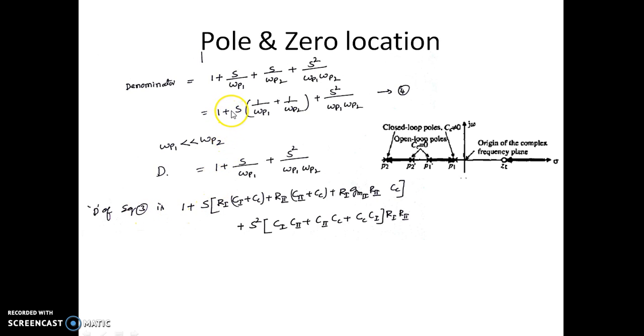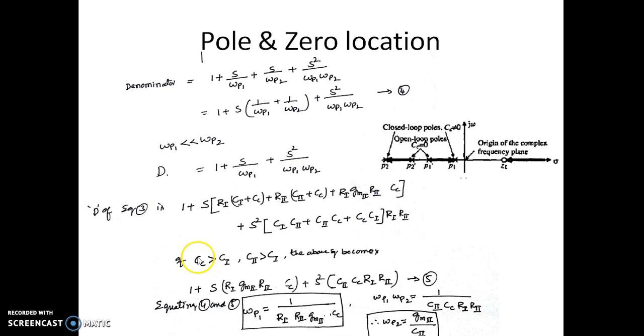Now we know that the denominator of the expected equation can be equated to the denominator of the actual equation. You can see the coefficient of S is going to have the terms 1 over omega p1 plus 1 over omega p2, which can be approximated to only 1 over omega p1 because the contribution of 1 over omega p2 is very small compared to 1 over omega p1. So we have 1, 2, 3 terms which are the coefficients of S. Now this should be equated to 1 over omega p1, and the coefficient of S square will be 1 over omega p1 and 1 over omega p2.